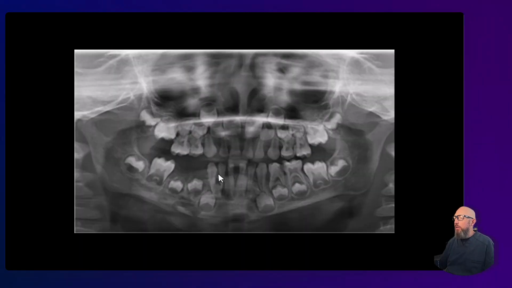Your eyes might be drawn to the fact that there's no teeth here where all the other deciduous molars are present. So they lost these teeth, maybe they had an infection, but then look down here. Here's the actual lesion we're talking about. Infection from these teeth is probably what led to what's going on here.